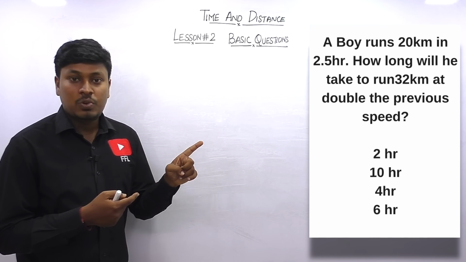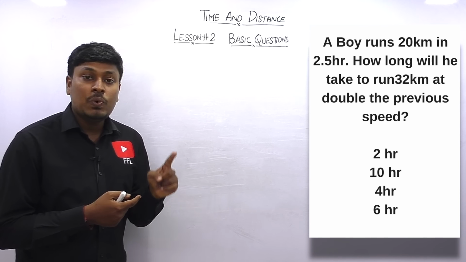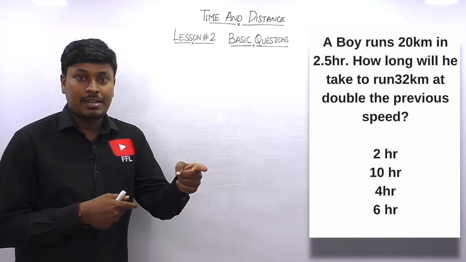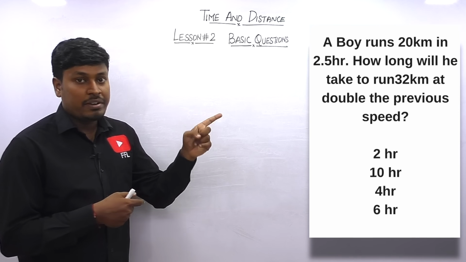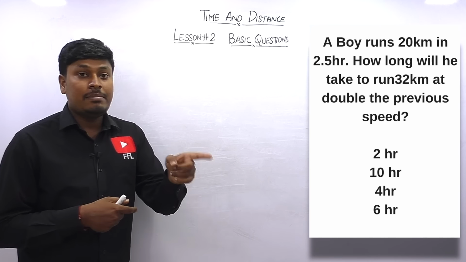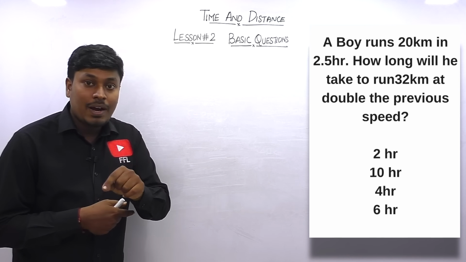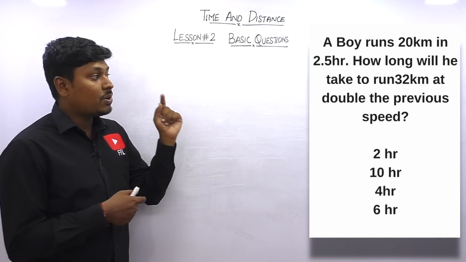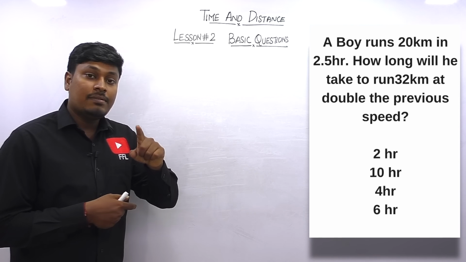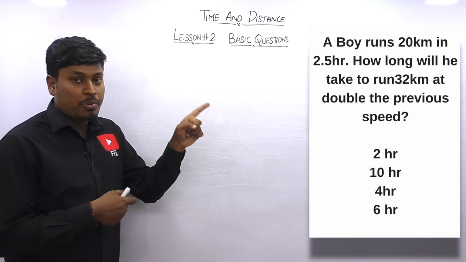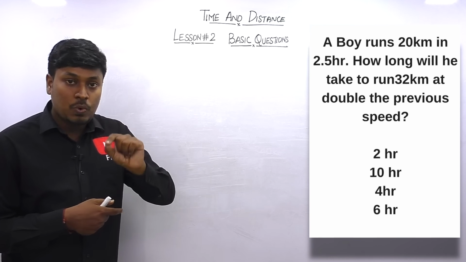How should you read the 2.5 hours? Which means 2 hours 30 minutes. You should not wrongly read that as 2.50 minutes. Some students will read the 2.5 hours as 2 hours 15 minutes. No, it is wrong. If it is 2.5 hours, you should read it as 2 hours 30 minutes. That's what I have taught you in lesson number 1, how to convert hours and minutes completely into hours. So remember that if they have given 2.5 hours, you should write it as 2 hours 30 minutes.